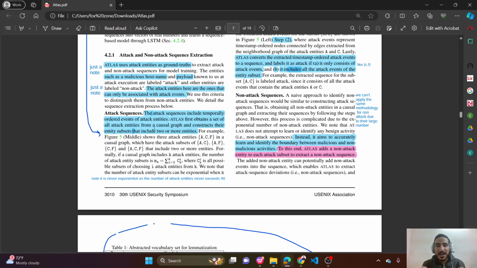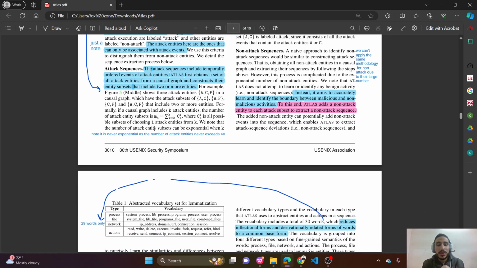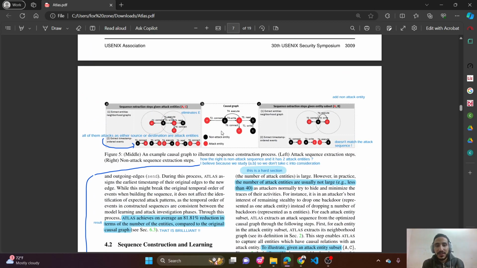What does it mean, attack sequence? The attack sequence includes temporally ordered events. So they are events, but we order them by the time of occurrence of these events. And Atlas first obtains the set of all attack entities from the causal graph and constructs their entity subsets. So we have a lot of attack entities, so we create subsets of these attack entities that include two or more entities. To elaborate this more, we are going to be focusing on this graph.